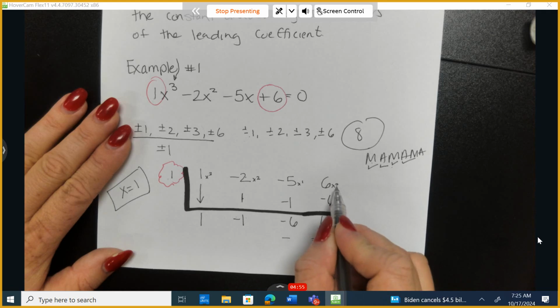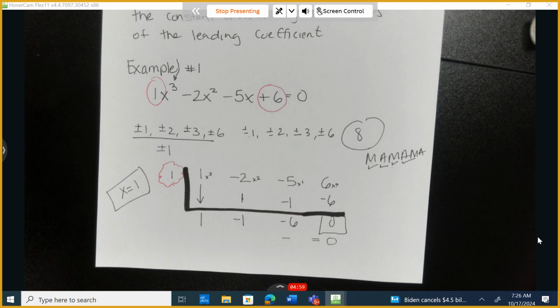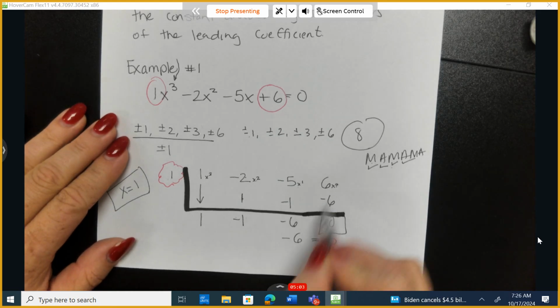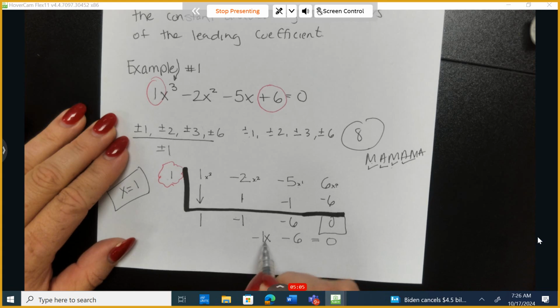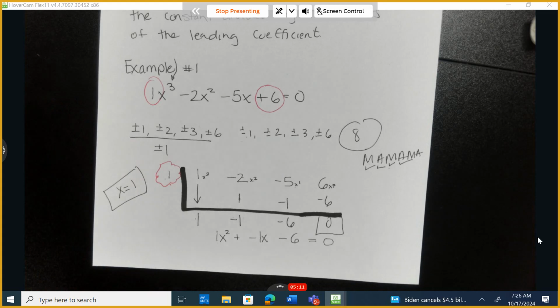Okay, and we're going to count backwards. Like this is x to the 0, x to the 1, x to the 2. This has no x's, so 0 x's. This has 1 x, and this has 2 x's. And if there was another number, it would have 3 x's.